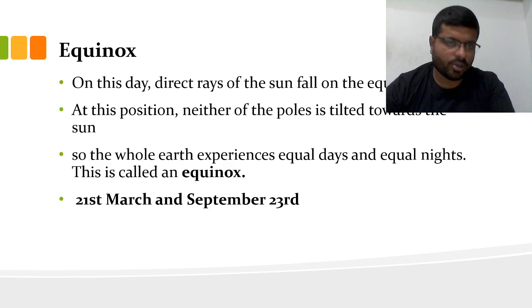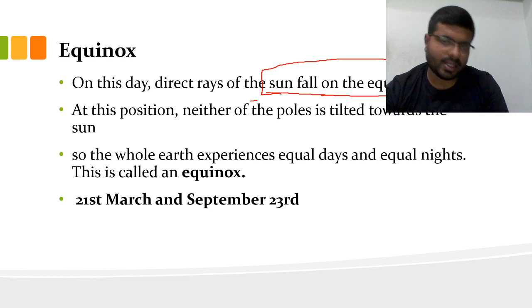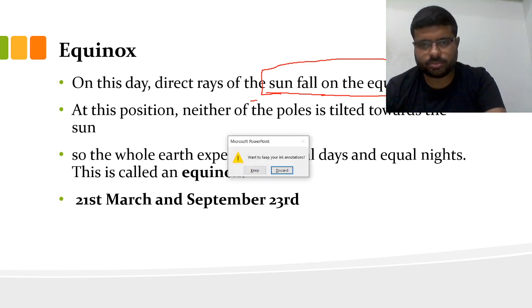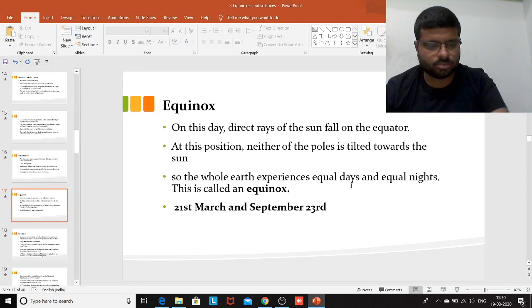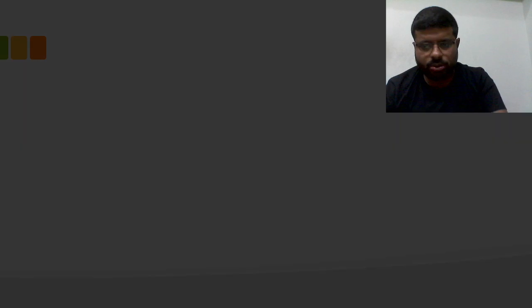So what is an equinox? On this day, direct rays of the sun fall on the equator. As you know, there are three more important latitudes. So, three important latitudes.